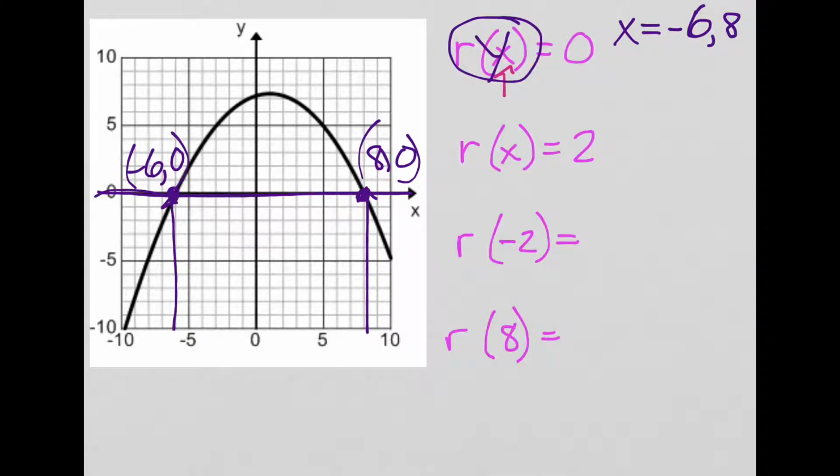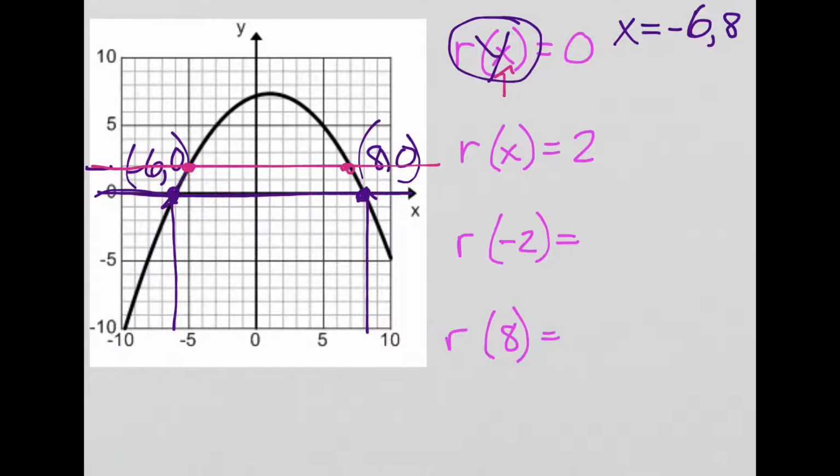Okay, then the next question says, r of x equals 2. Do I know x? Nope. I don't. I'm looking for x, but I know then that y must be 2. So where does y equal to 2? Y equals 2 is this line right here. So that must be this point and this point. Oh, again, it crosses in 2 places. Is this still a function? Yes. It passes the vertical line test.